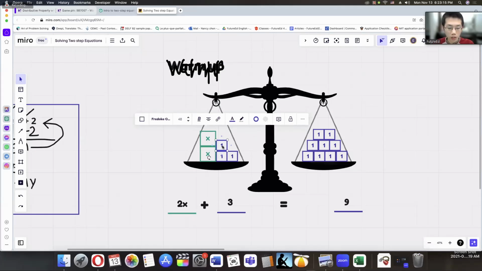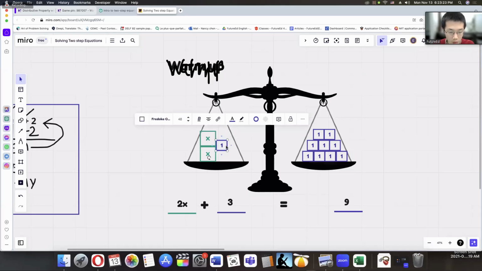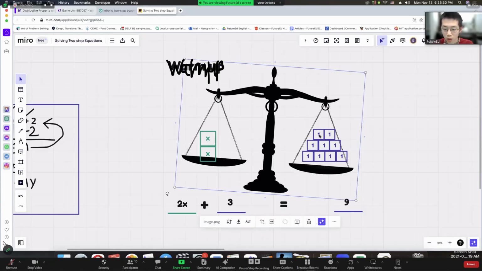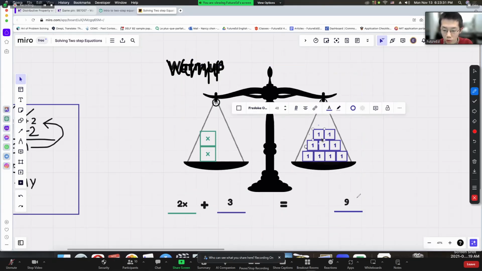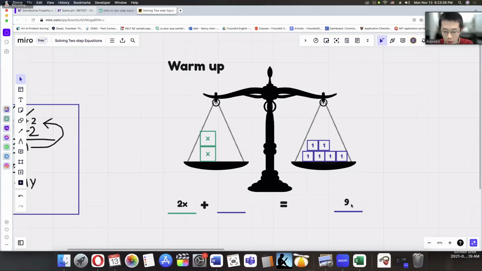Well, in this case, we want to get rid of the 3 pesky ones on the left side, right? So if I get rid of this one, this one, this one, this one, the scale is not going to be balanced because the right side is going to be heavier. So to make it balanced, I'm going to need to get rid of 3 ones on this side as well, right? So in the end, we're going to be left with 2x equals 6.